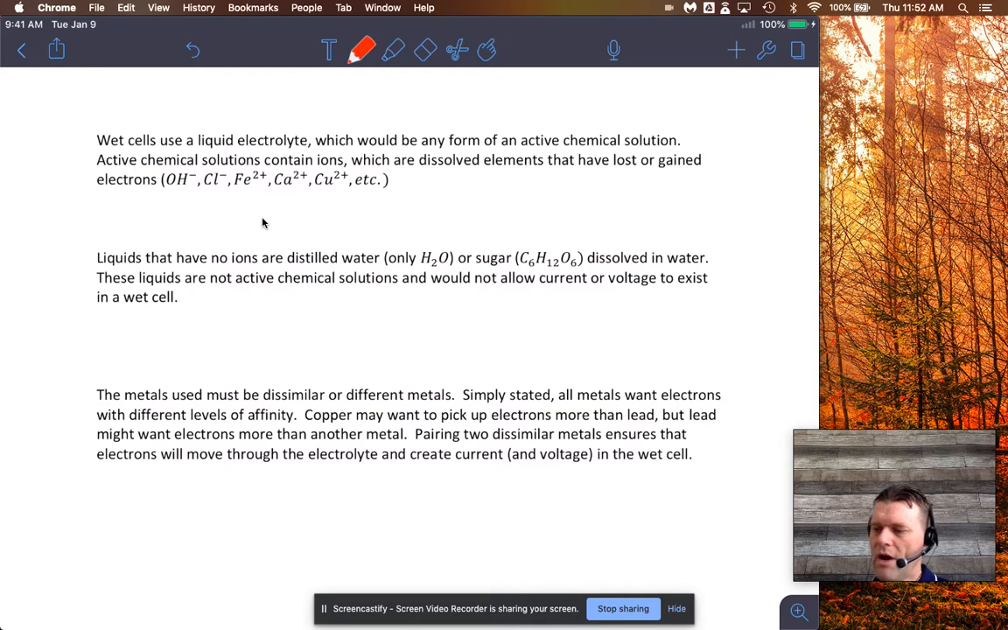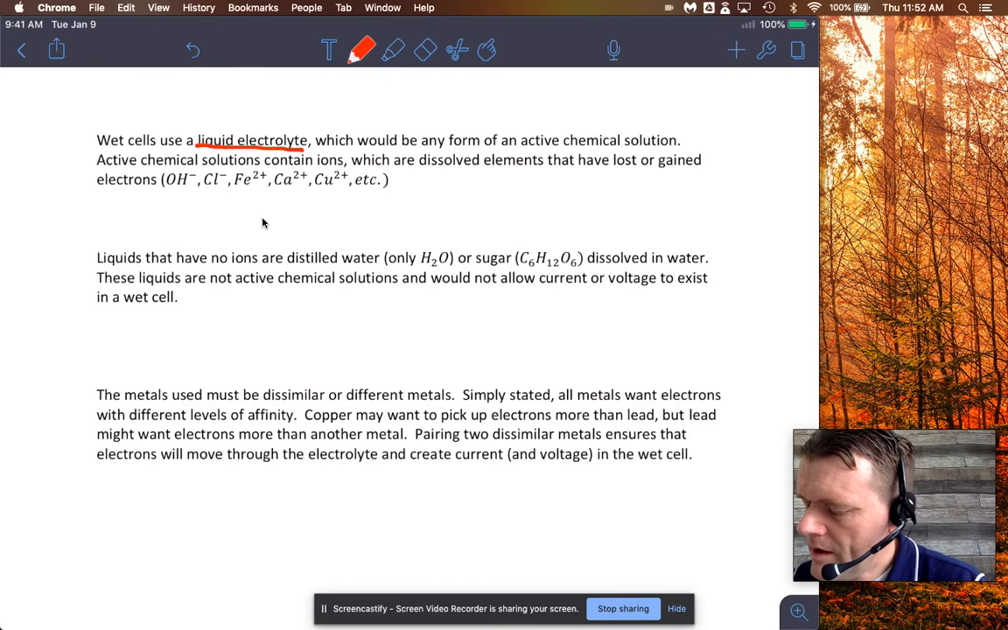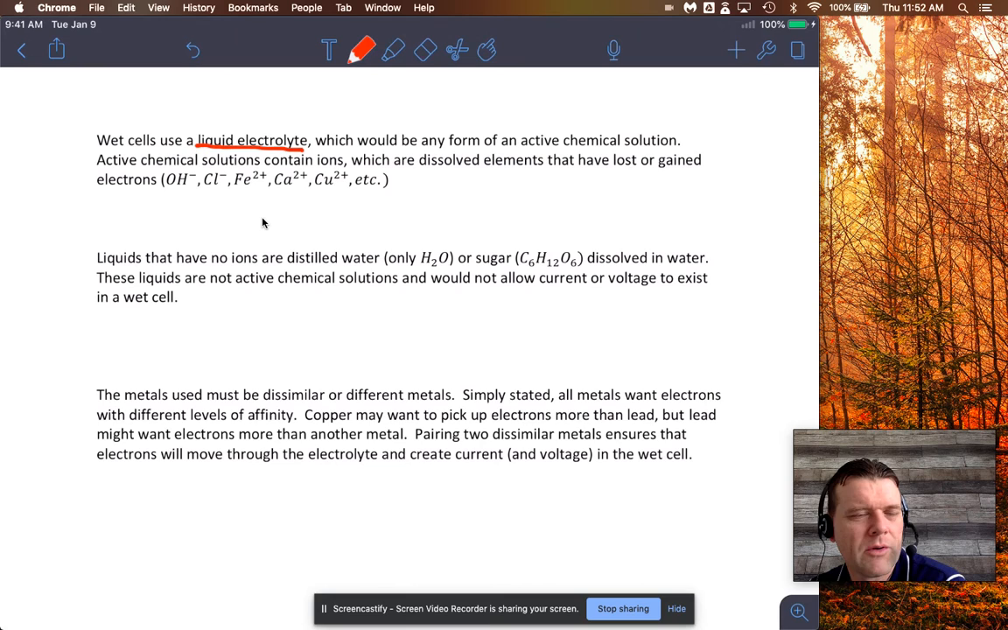But wet cells actually use a liquid electrolyte. That's the definition. They have a liquid electrolyte, which is an active chemical solution. If we just turn on the tap water in your home, it will have ions in it. Not a lot, but it's not distilled water. What's coming out of your tap is not pure water.